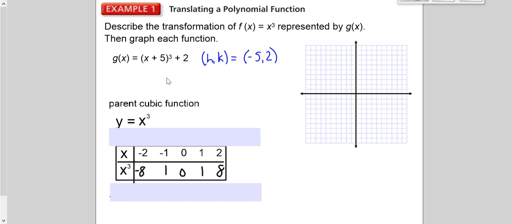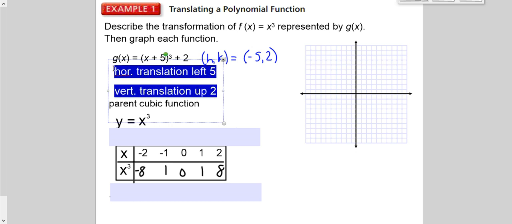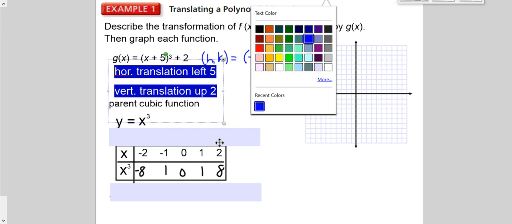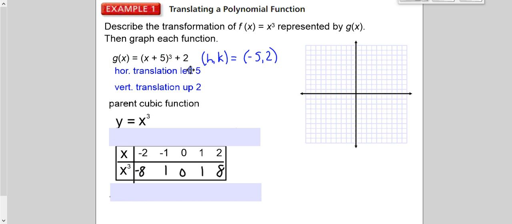So we want to write that down. That is a horizontal translation. Left 5. And which way does it go to? That is a vertical translation. Up 2. So there's our transformations. That's how we get to (negative 5, 2).